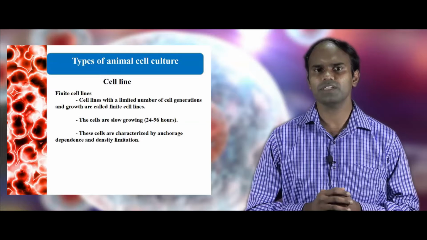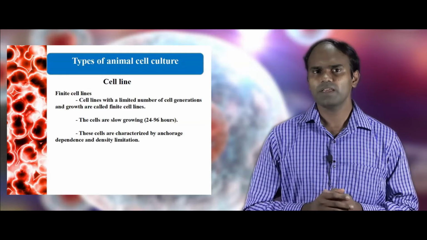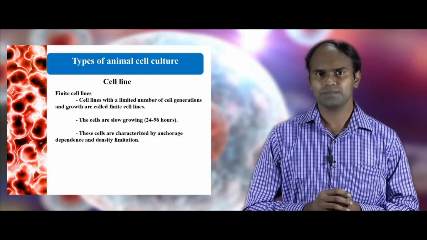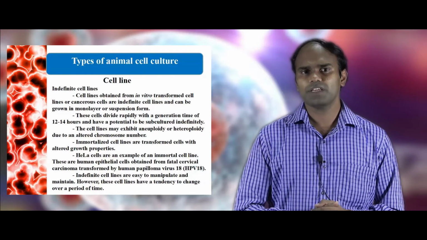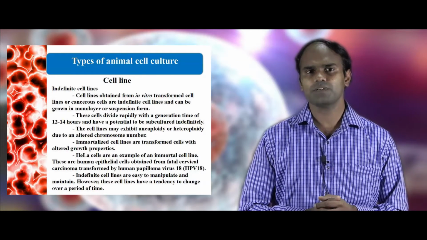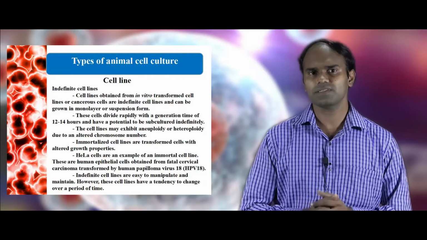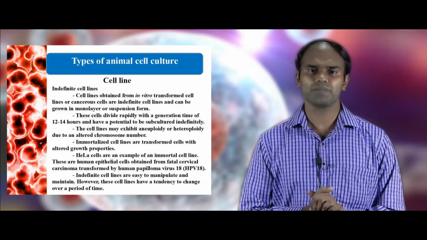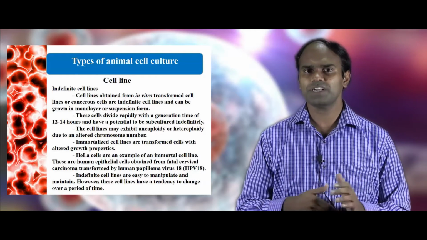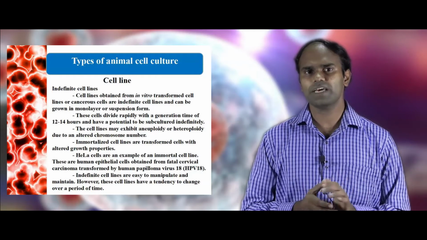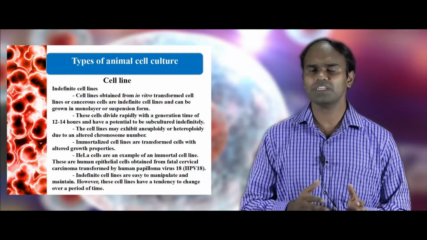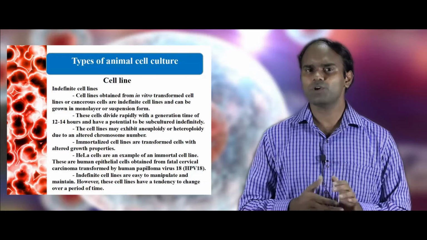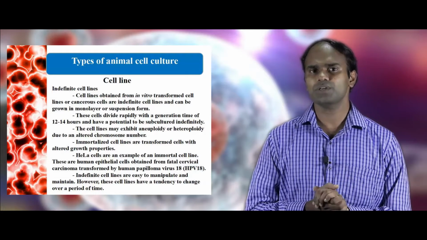They are slow growing, that is 24 to 96 hours. They are characterized by anchorage dependence and limited density. Now, indefinite cell line, what are they? Indefinite cell lines are obtained from transformed in vitro cells and cancer cells, and they can be cultured as a monolayer culture or in suspension form. They grow rapidly with a generation time of 12 to 14 hours, and they have the property to be subcultured indefinitely. They may exhibit aneuploidy or heteroploidy due to changes in chromosome numbers.